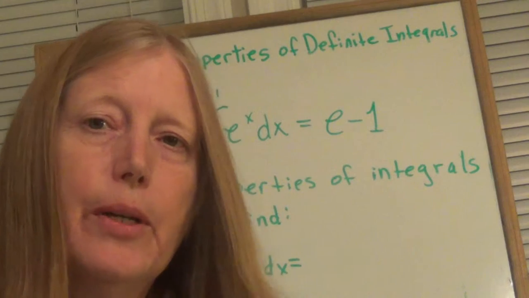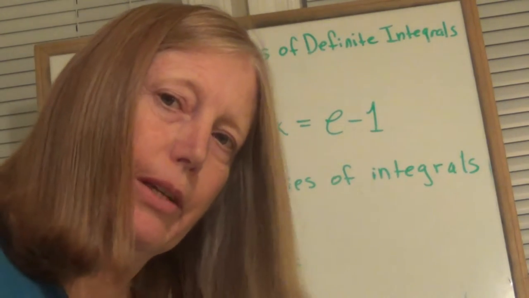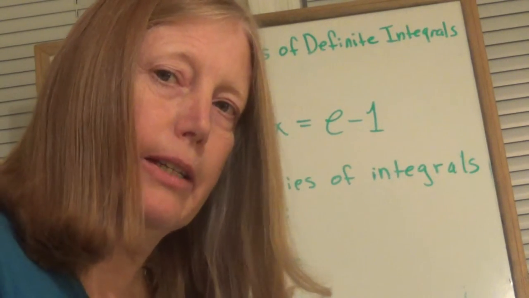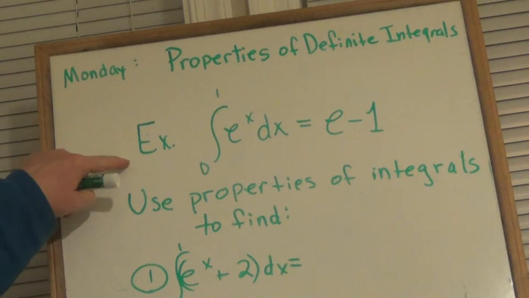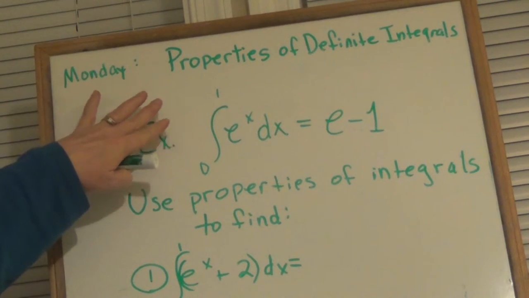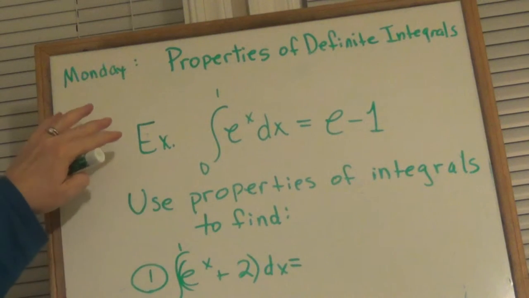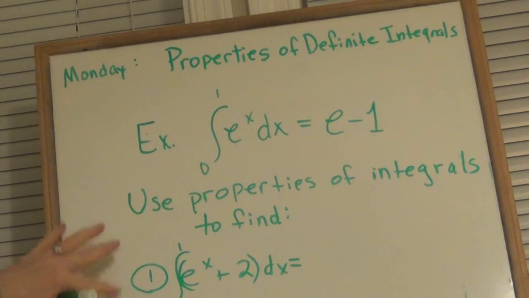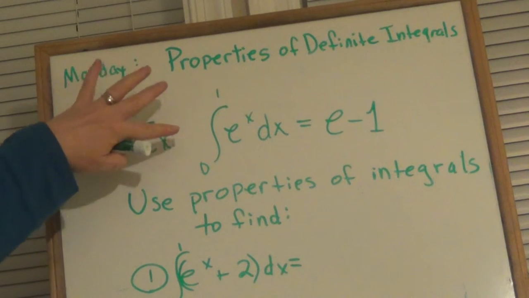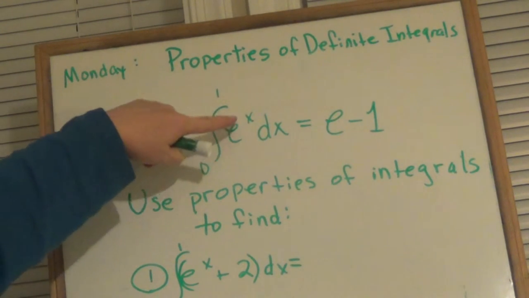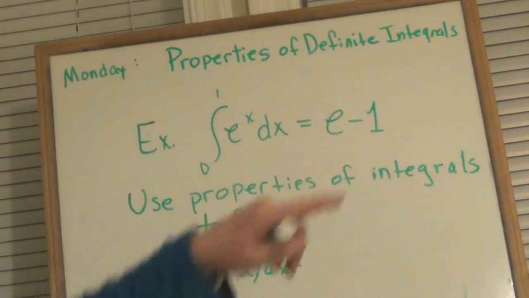These few examples will help you through your assignment, which I'll give at the end of these examples. And the first one is, suppose this is the example. This example will be true for number 1, 2, and 3, which you can only see number 1 right now. The integral from 0 to 1 of e to the x dx equals e minus 1.